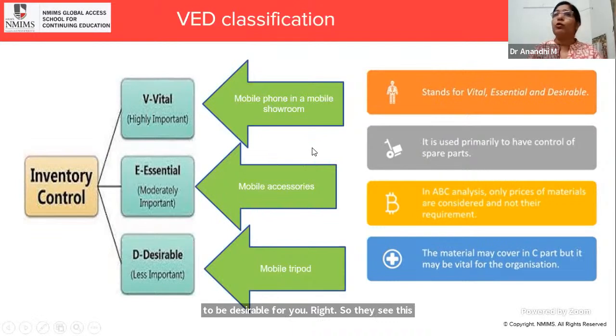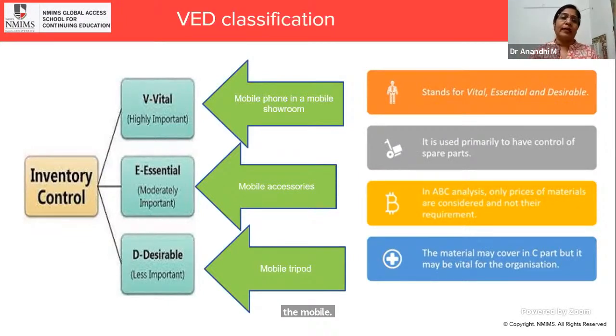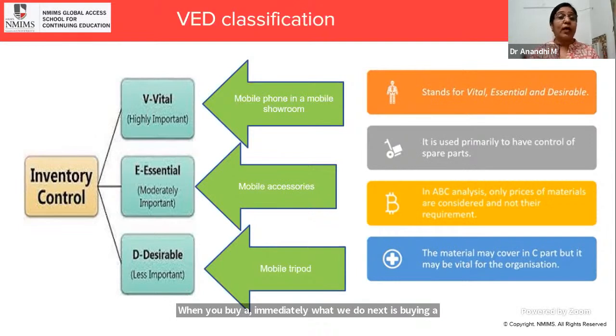A mobile phone in a mobile showroom is a very, very vital item. Obviously, you go inside a mobile showroom to buy a mobile only. And even if mobile accessories are also available, that is an essential product because it goes along with the mobile. When you buy a mobile, immediately what we do next is buy a cover for your mobile, right? Any other mobile accessories become essential and very crucial there. Desirable is when you buy a selfie stick or a tripod. These are desirable. Not every customer is going to buy these products.